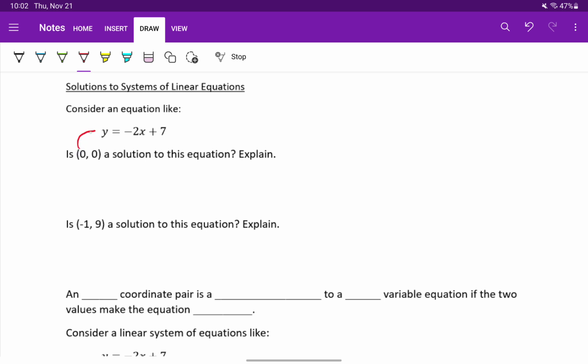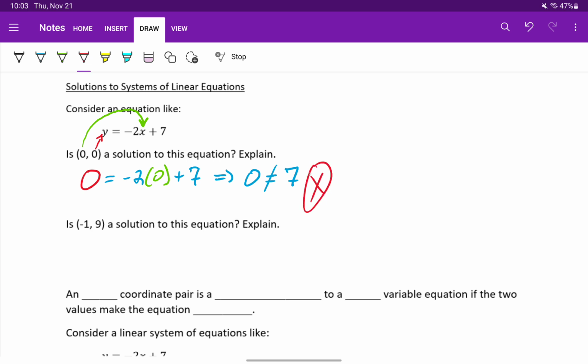To check, we'll take that y value, not our x value, we'll take our y value and substitute it in for every instance of y in our equation, and we'll take our x value and substitute that in for every instance of the x variable in our equation, which will give us 0 is equal to negative 2 times 0 plus 7, which will simplify down to 0 is equal to 7, which is clearly not true. So no, 0, 0 is not a solution, because when we plug in that xy pair, it doesn't make the original equation true.